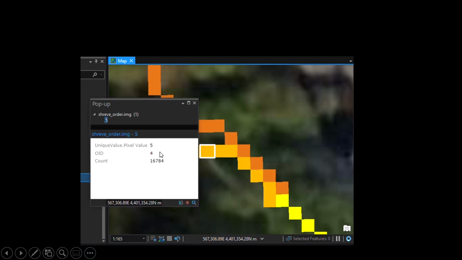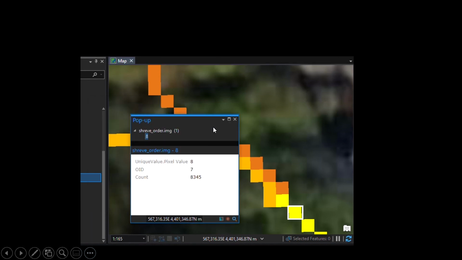Meanwhile, using the other method, here the stream order was shown as a pixel value of 5, and this one over here is a pixel value of 3. So this particular stream is stream order 3, and this one is stream order 5. Using the Shreve method, 3 plus 5 equals 8.